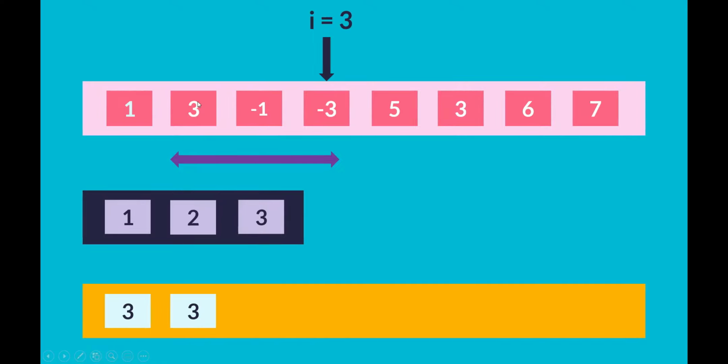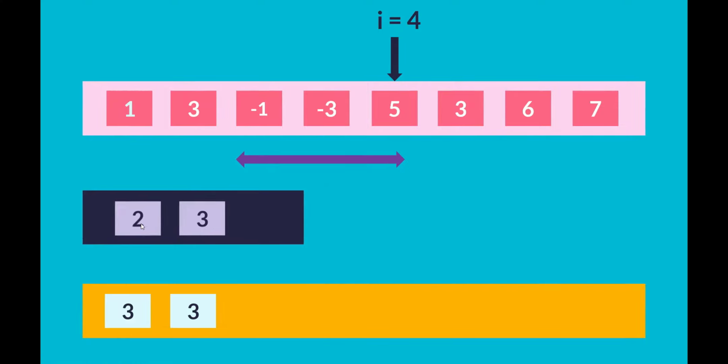Now we move our I pointer towards the next element. At this point, our sliding window becomes -1, -3 and 5. If you look at it, this index 1 is now no longer part of our sliding window. So we'll need to pop that element out. So we pop out element 1, index 1.